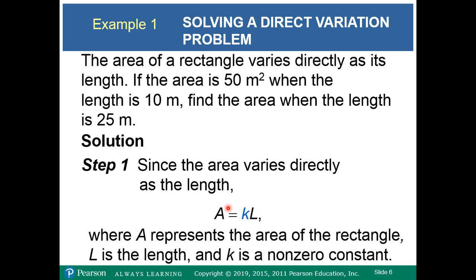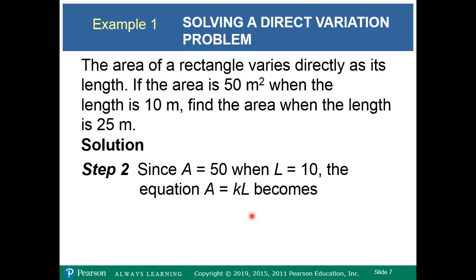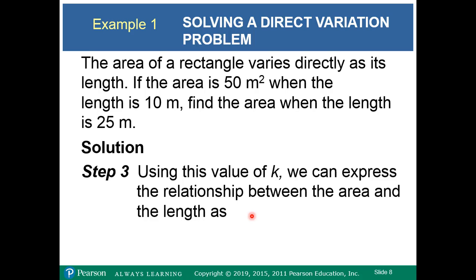So there's our formula. Now we're going to solve for k, because they give us information to do so. When the length is 10, the area is 50. So we plug in 50 for A and 10 for L, and solve, and we find that k equals 5. Now that we know the constant, we can plug it back into the original equation, and A equals 5 times L. So here's our direct variation equation.